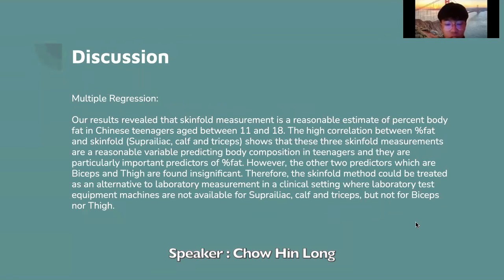Multiple regression. Our result revealed that skin fold measurement is a reasonable estimate of percent body fat in Chinese teenagers aged between 11 and 18. The high correlation between percent fat and skin fold, superior, calf, and triceps shows that these three skin fold measurements are reasonable variables for predicting body composition in teenagers, and they are critically important predictors of percent fat.